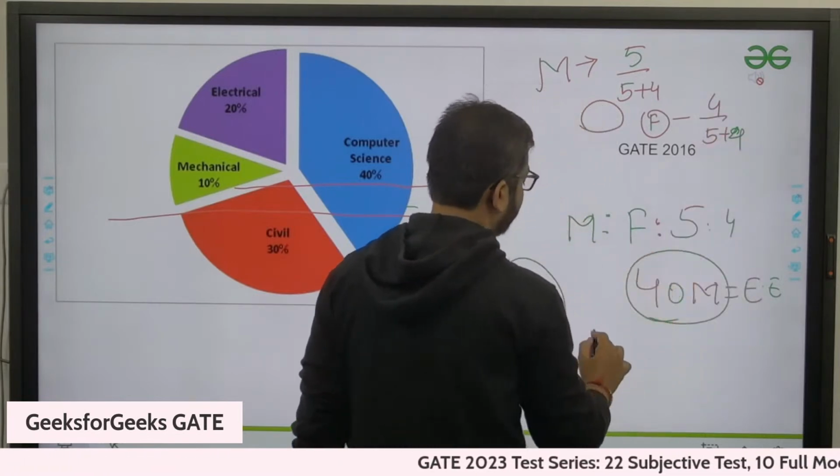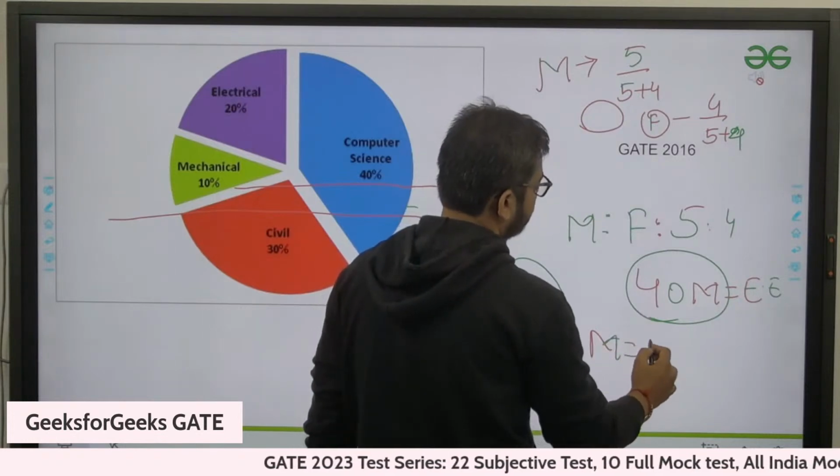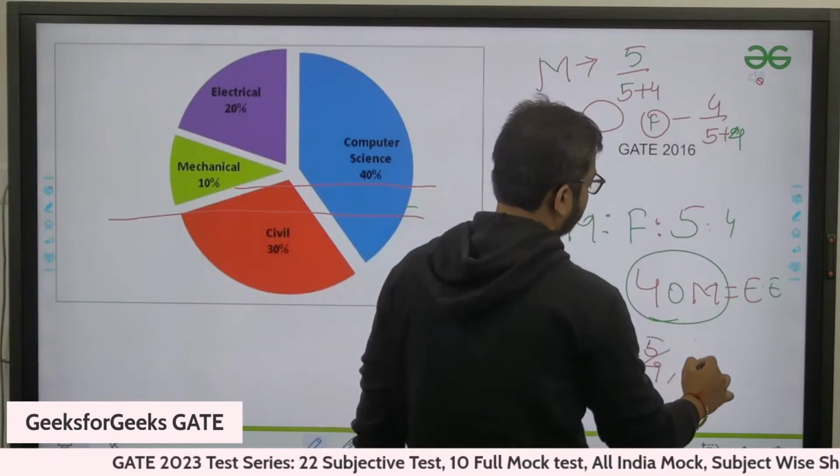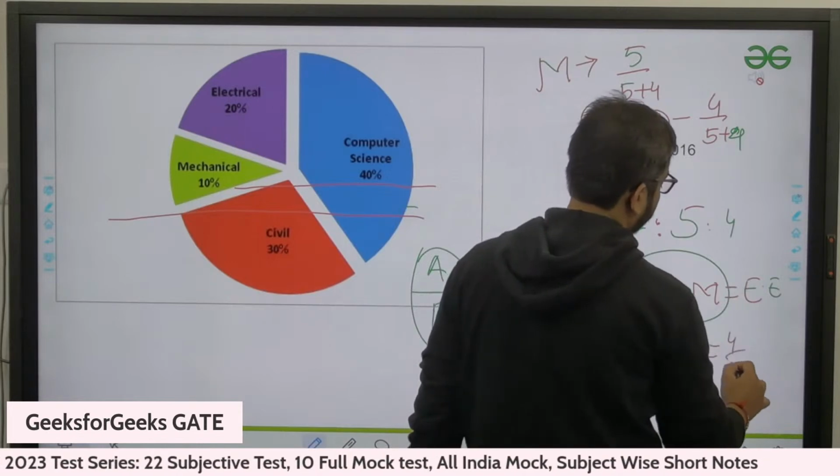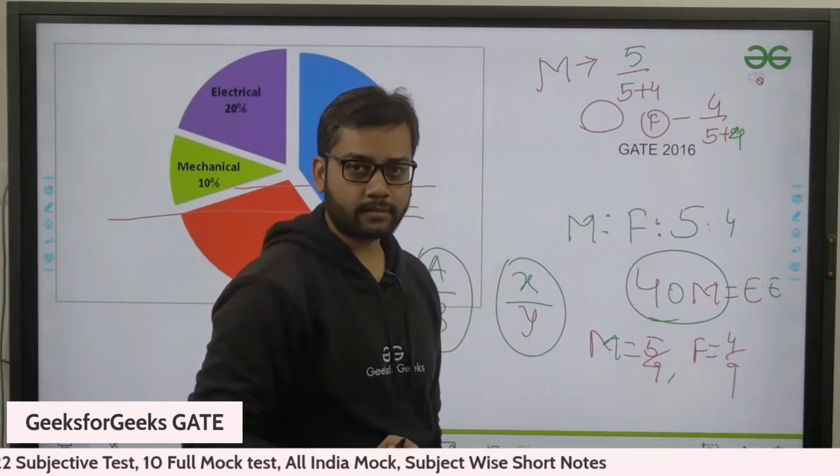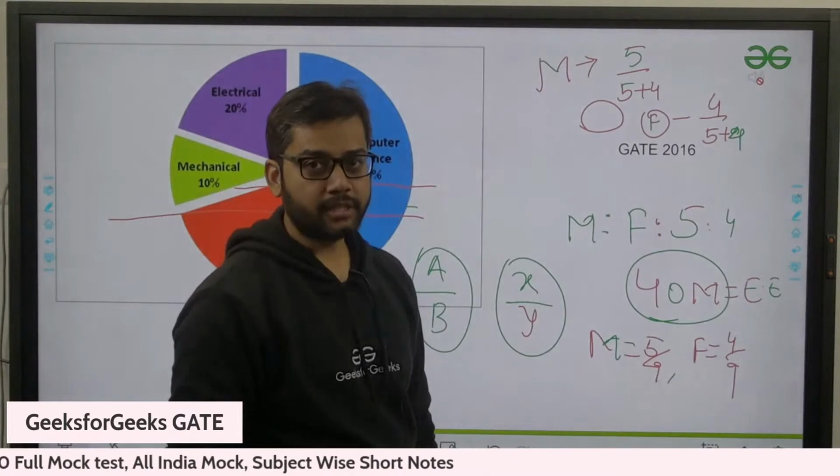So the number of males, in the format of a ratio, is 5/9, and the females will be 4/9. This is the common thing, very basic. मैंने कुछ किया नहीं अलग से.